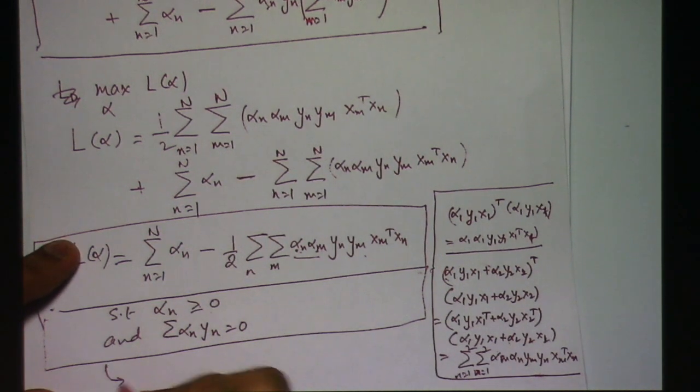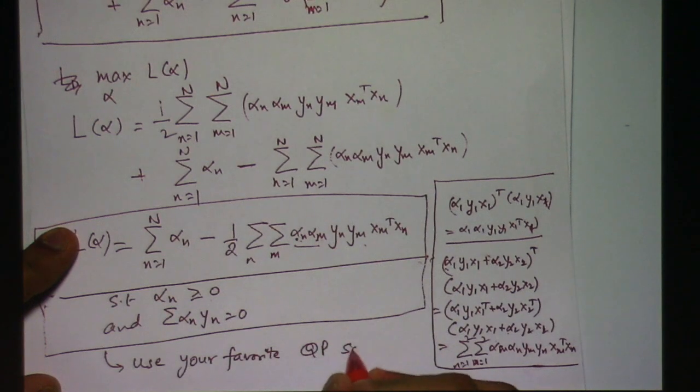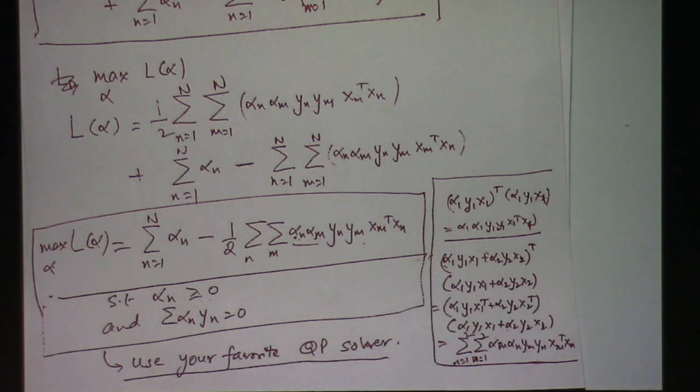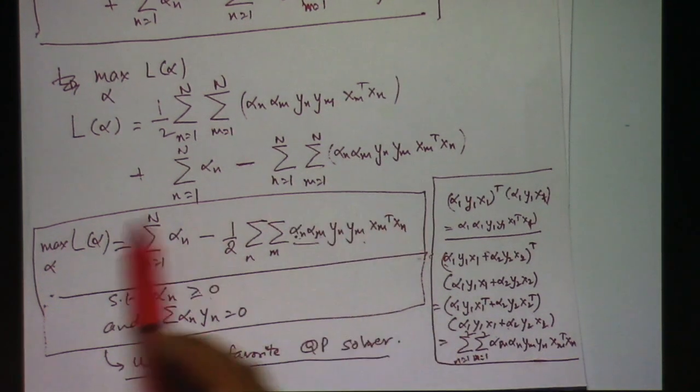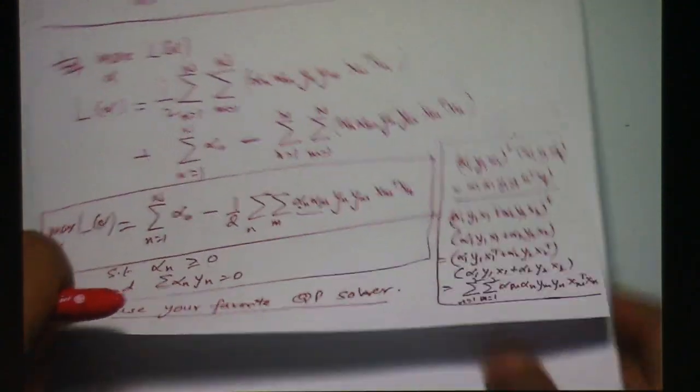So use your favorite QP solver. QP is quadratic programming solver. Okay, any solver that you can buy. On MATLAB, we have one called quadprog, and I think there are others as well in C, C++. You can use that to solve this, right? And that's what they typically do in support vector machine learning. They use something to solve for this. Sometimes they also use in-house optimizers as well.